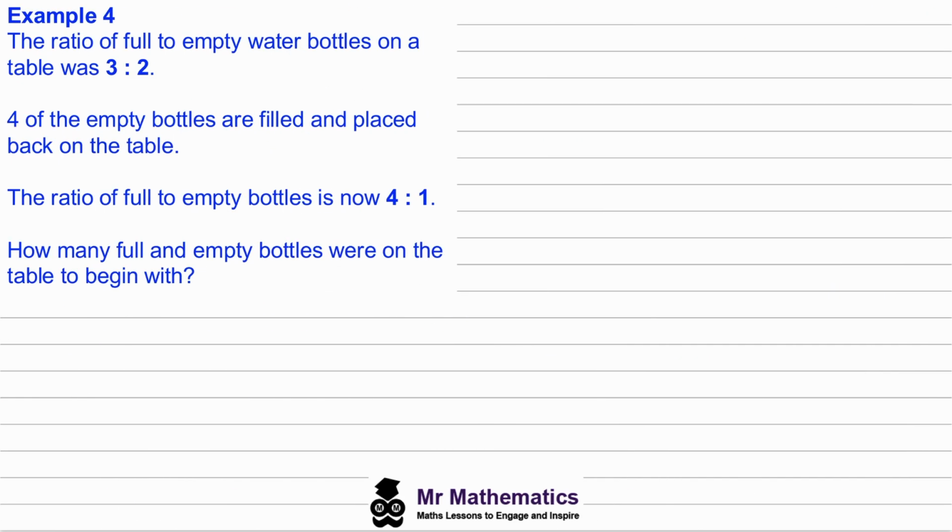So in example 4, we're told that the ratio of full to empty water bottles on the table was 3 to 2. 4 of the empty bottles are filled and replaced back on the table. The ratio of full to empty bottles is now 4 to 1. How many full and empty bottles were on the table to begin with? So this is slightly different. Again, we'll begin by writing the ratio before the change.